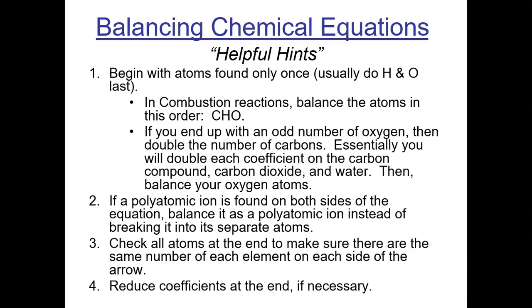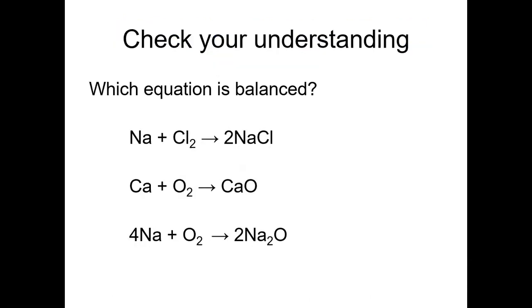If we have a polyatomic ion on both sides of the equation, treat it as one unit instead of breaking it into separate atoms. So for example, you would say, I have 1 sulfate, not 1 sulfur and 4 oxygen. Double check your work at the end to make sure that we have the same number of each element on each side of the equation, and reduce the coefficients at the end if necessary. So for example, if your coefficients are 2, 4, and 2, you would reduce those coefficients to 1, 2, and 1.